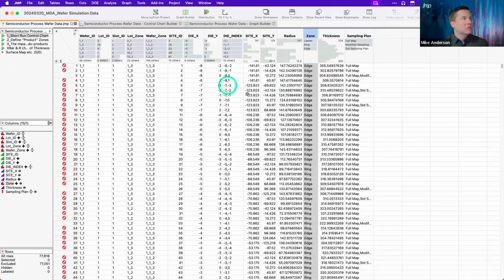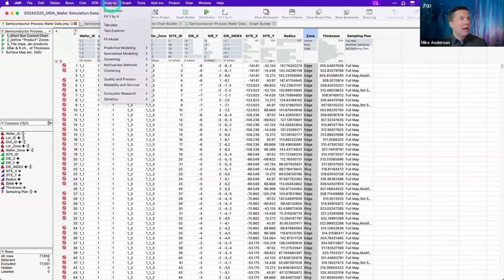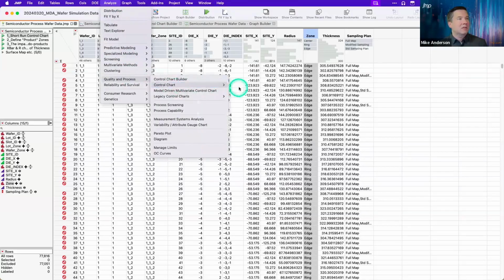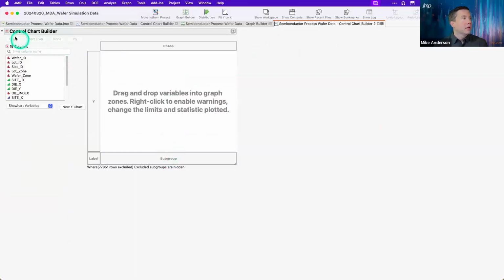So let's go ahead and build this. To build it, we're going to come under Analyze, Quality and Process. It does exist under the Control Charts menu. I like building it from the Control Chart Builder. And let me make sure something's turned off. Good. Okay. And let's go ahead and just build this.